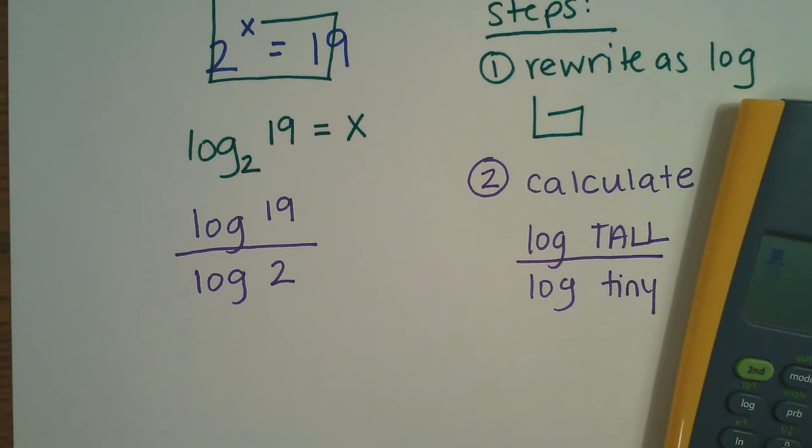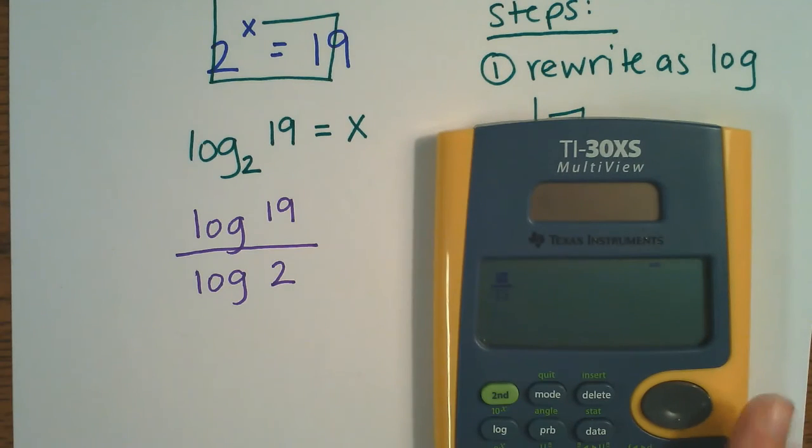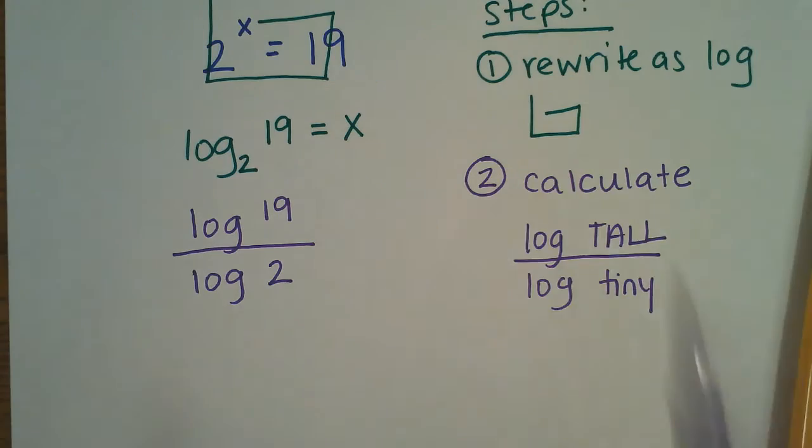All right. So log 19 over log 2. So, yep. I want 4 decimal places. 1, 2, 3, 4. So that 9, the number next to it is a 2. 4 or less, let it rest. So the answer that I write down is 4.2479.